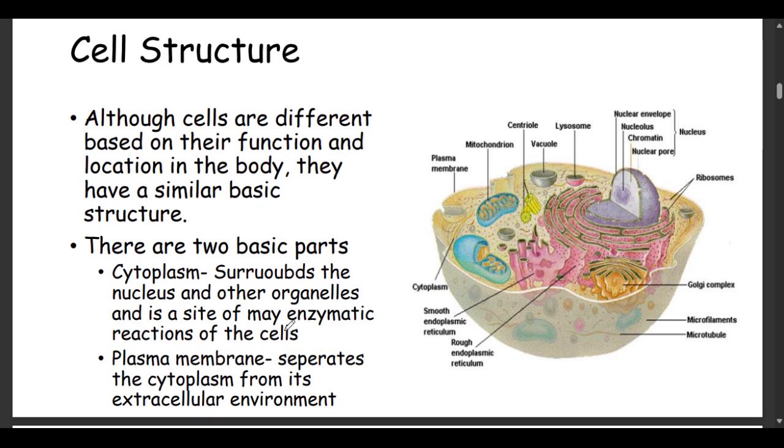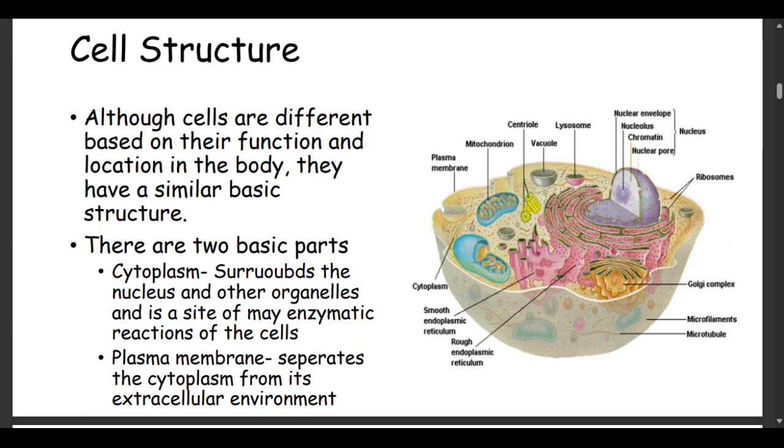All right, so there are two basic parts of a cell, one being the cytoplasm and two being the plasma membrane. The cytoplasm surrounds the nucleus and all other organelles and is the site for many enzymatic reactions of the cell. So in the cytoplasm is where you find everything else in the cell suspended, and all of that is barriered from the outside environment by the plasma membrane.